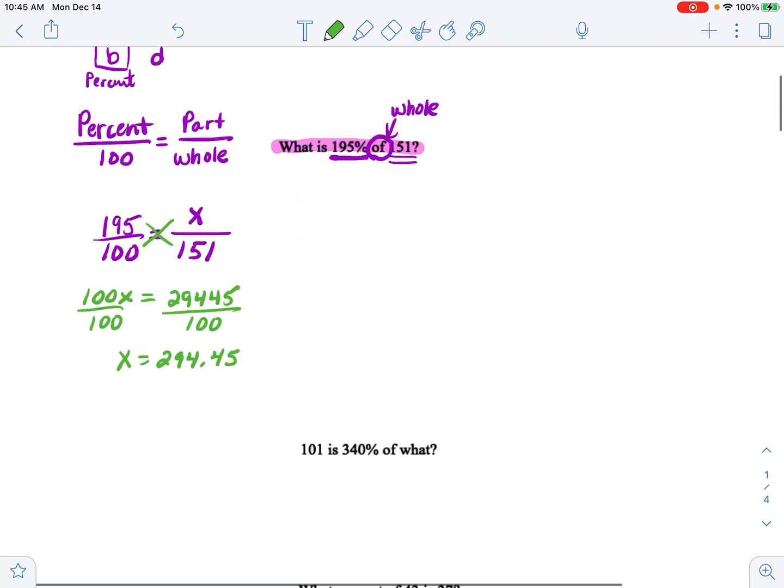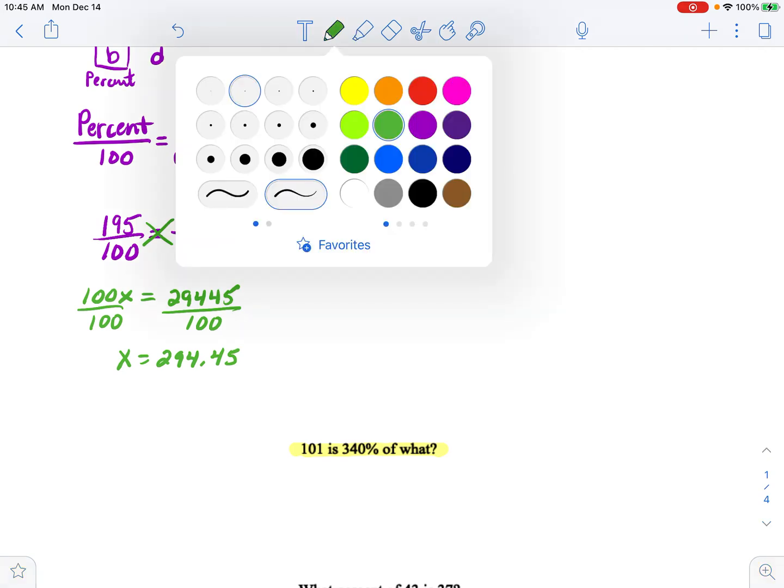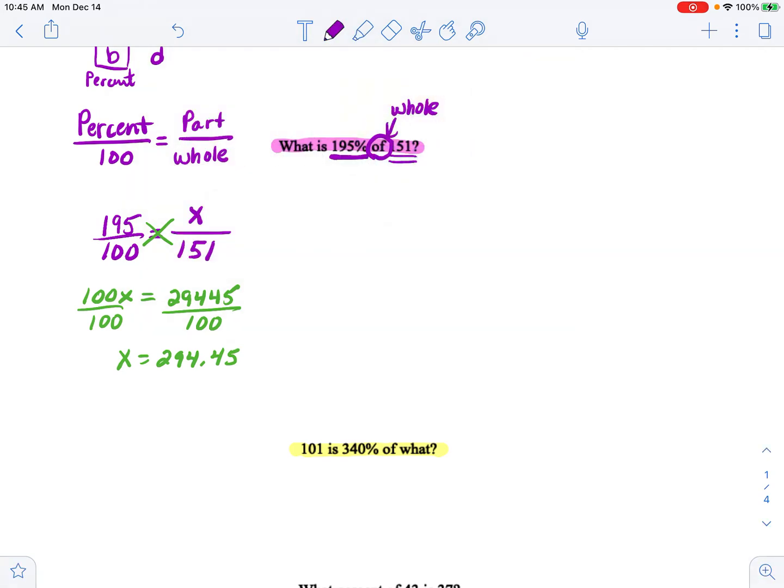Let's take a look at a couple more, okay? Next question says, 101 is 340% of what? Okay, so again, where I like to start is with the percent, if I know the percent. So 340% would be 340 over 100. So remember, it's the percent over 100. Now, 101, is that the part or is that the whole?